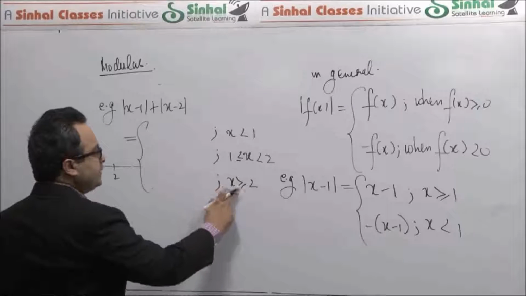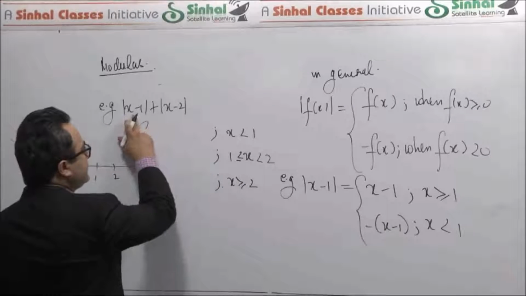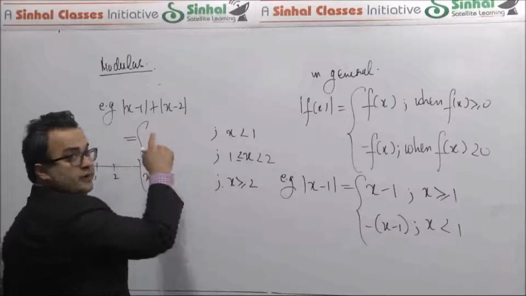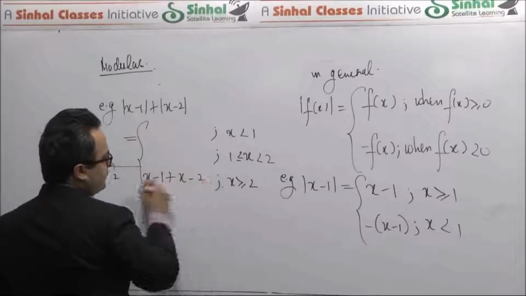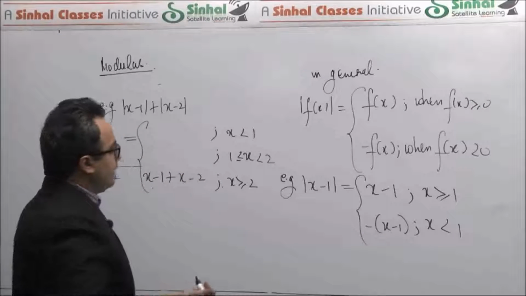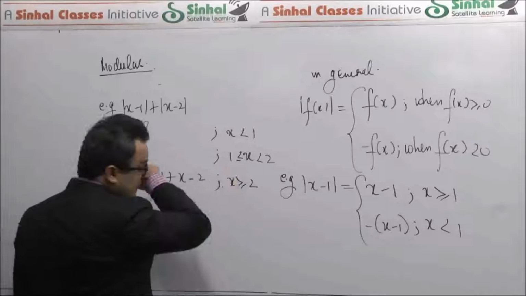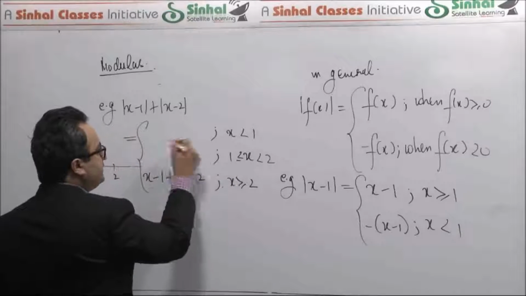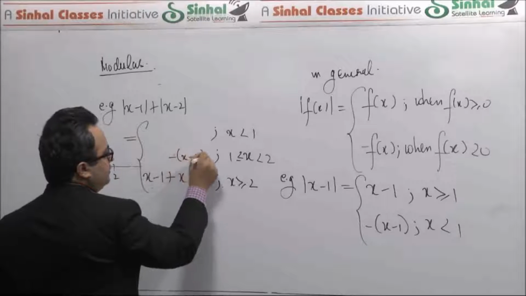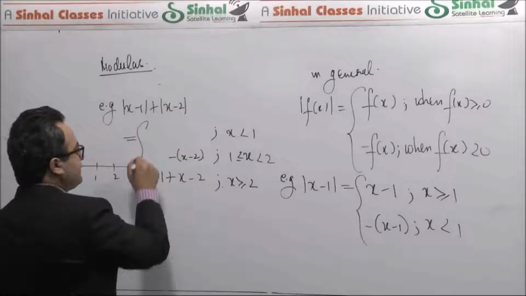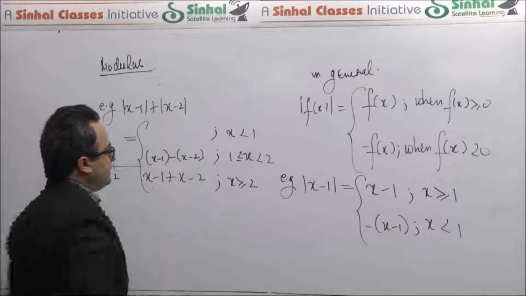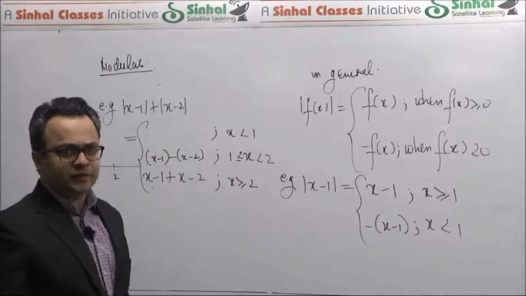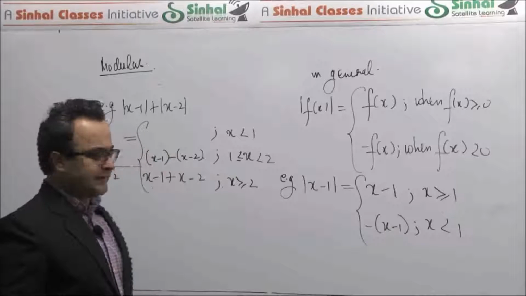So now if x is greater than or equal to 2, then x is also obviously greater than or equal to 1. So mod of x minus 1 will be x minus 1, and mod of x minus 2 will be x minus 2. So effectively you get 2x minus 3. On the other hand, if x is less than 2, then x minus 2 becomes negative. So mod of x minus 2 will be minus of x minus 2. And mod of x minus 1 of course remains x minus 1, because since x is greater than or equal to 1, x minus 1 will be greater than or equal to 0.